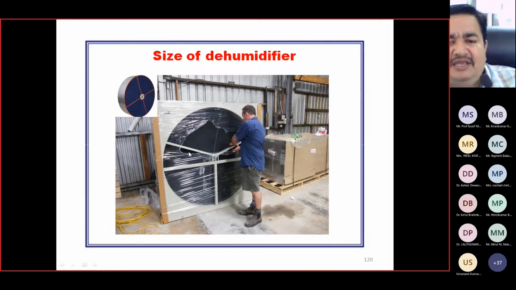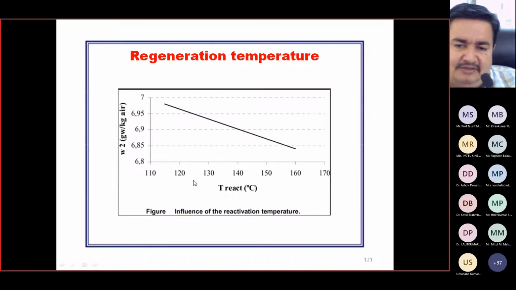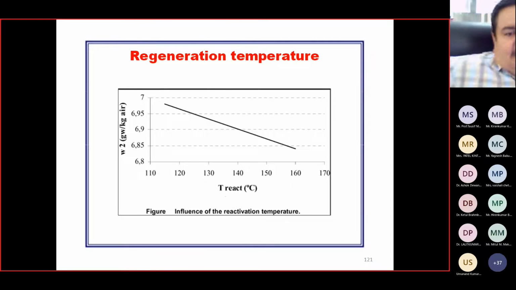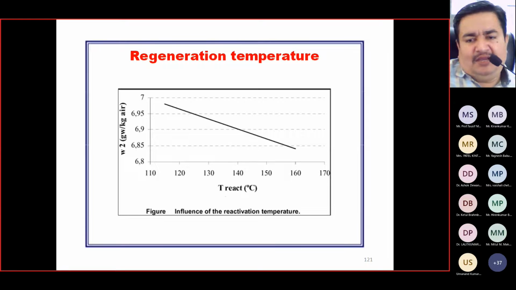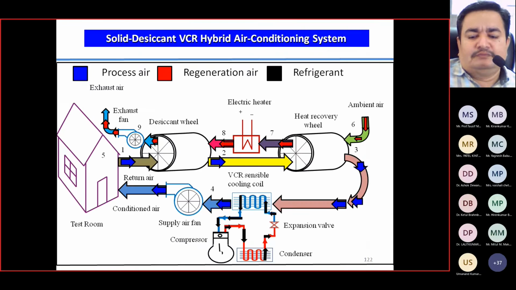This is the process air flow, and this will be the reactivation. So you can adjust your area ratio as per need. How the regeneration temperature can affect the dehumidification rate can be explained in this diagram. If you increase the reactivation temperature, most of the time the moisture adsorption in grams can be increased.